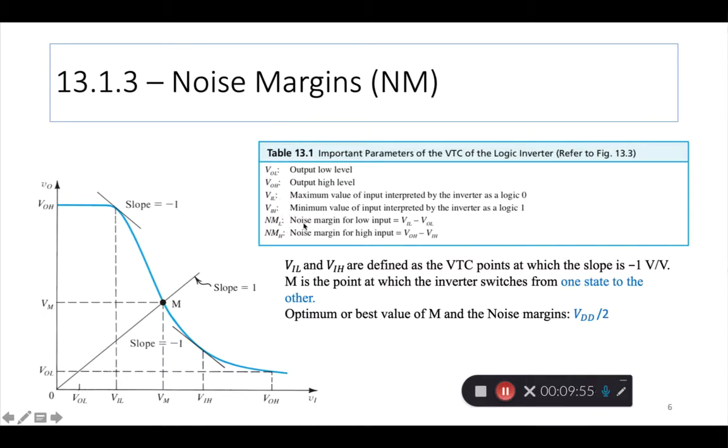understand the definitions. Then we look at NML and NMH. NML is called noise margin for low input, and that's this difference VIL minus VOL. So if this is 1 and that is 0, then it's 1. Similarly, NMH is the noise margin for high input, which is maybe VDD minus 4, 5 minus 4, also 1. So these noise margins are important.